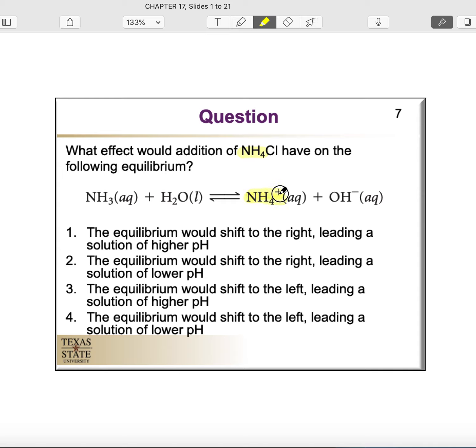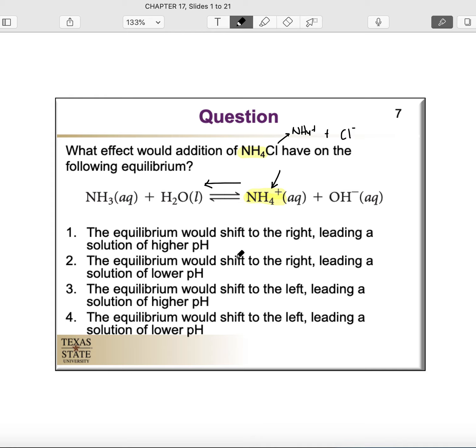Ammonium is part of the equilibrium. It is one of the products. So whenever we add that ammonium chloride, which completely dissociates into ammonium ions and chloride ions, the ammonium is effectively increasing the amount of ammonium that we have and thereby causing a shift toward the left.